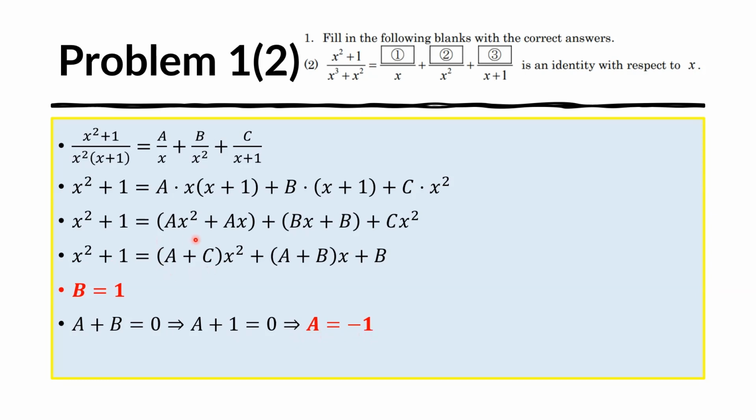We do the same thing for a plus c and 1 here. We have a plus c equals 1, and we already know a to be -1, and so we replace it here and we get c equals 2. And therefore we have the answers here. It's -1, 1, and 2.